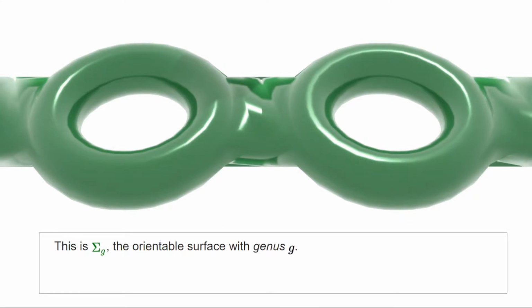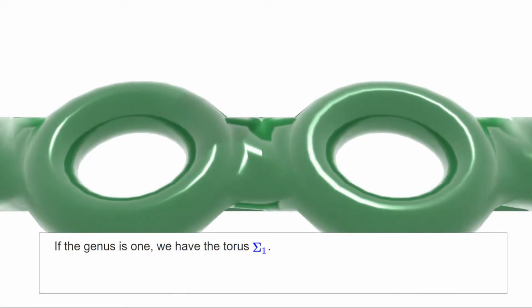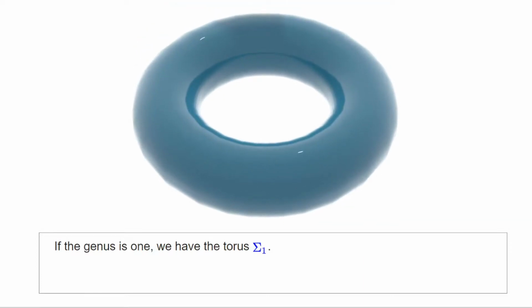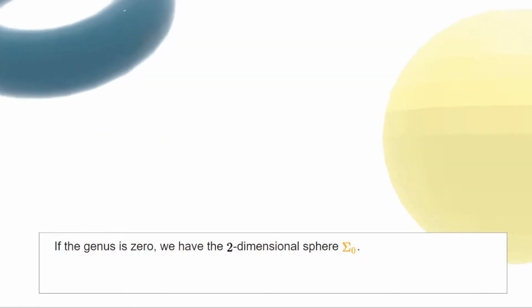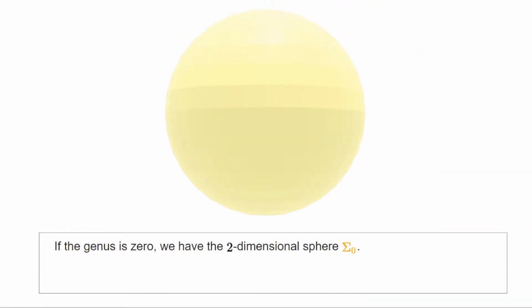The surface in the animation has a bunch of holes, and the number of holes we call the genus of the surface. Here we see the torus, which has genus 1, and here we see the sphere that has genus 0. You have probably encountered these spaces before in many different settings, so the question we want to address in this video is what exactly is a surface?